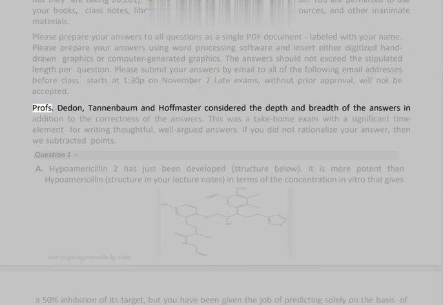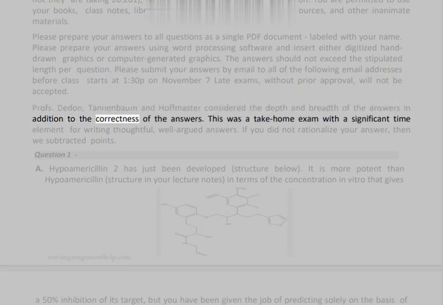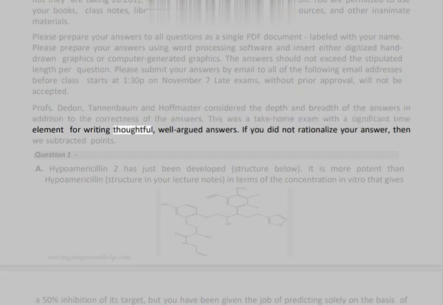Profs. Dedden, Tannenbaum, and Hoffmaster considered the depth and breadth of the answers in addition to the correctness of the answers. This was a take-home exam with a significant time element for writing thoughtful, well-argued answers. If you did not rationalize your answer, then we subtracted points.